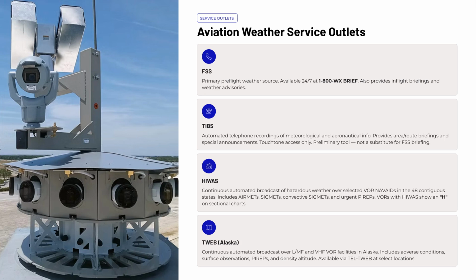Finally, for pilots operating in Alaska, the TWEB, Transcribed Weather Broadcast, provides continuous automated weather over low and medium frequency and VHF VOR facilities, covering adverse conditions, surface observations, PIREPs, and density altitude information.